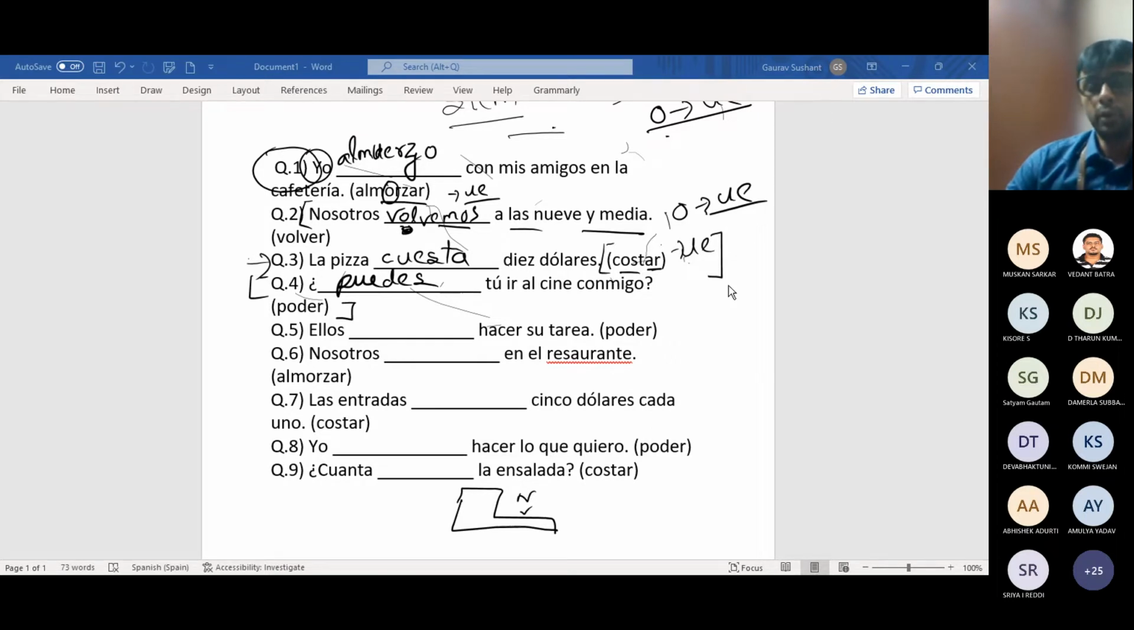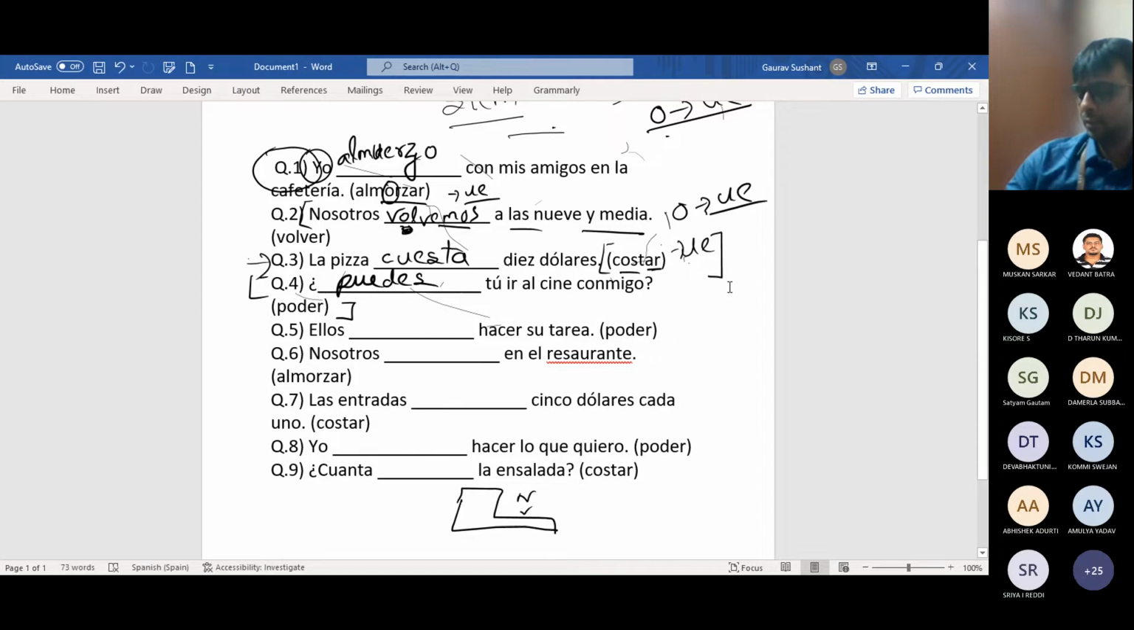Sorry, it is poder. Poder means can. Okay, sir. So how will you translate it now? Simple. Just replace that will with can. Sir, but won't we follow the same thing, like what we are doing with the other verbs here? I didn't get your explanation.